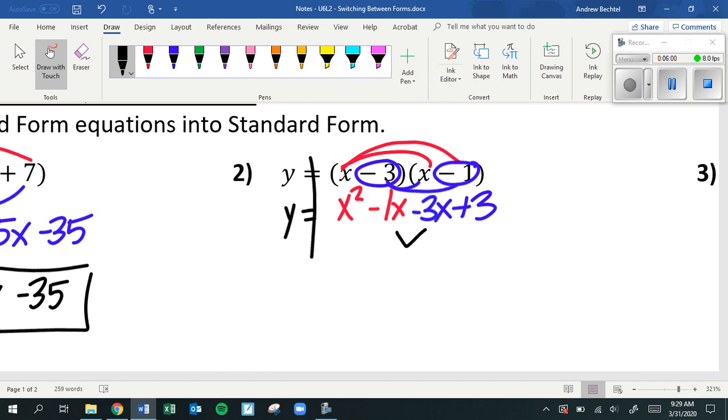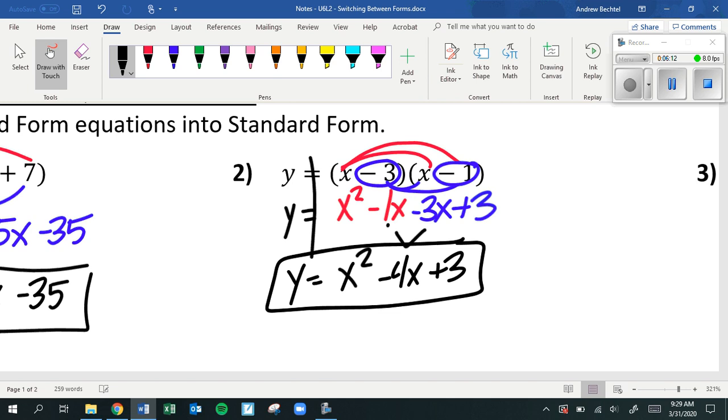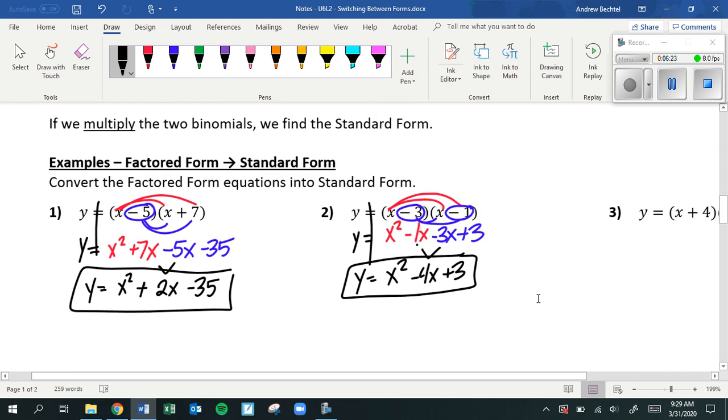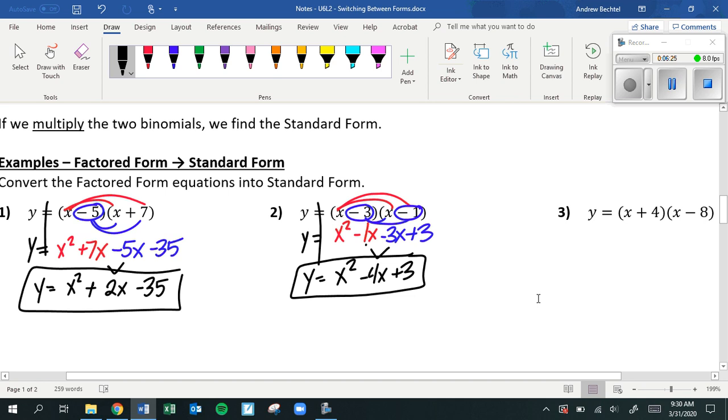From here, we take this answer, we combine like terms. Negative 1x minus 3x gives us a negative 4x. So there is our equation for number 2. That's going from factored form to standard form. I'll let you all try number 3 on your own in the notes. I'm going to go ahead and stop this video here, and in the next video we'll pick up with the backside where we're looking at factoring standard form.